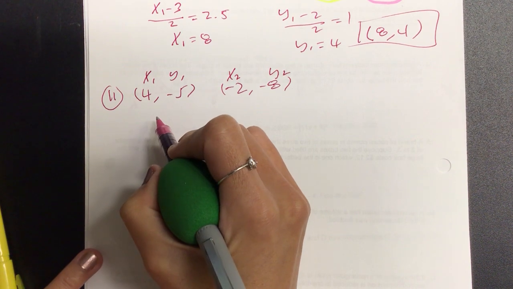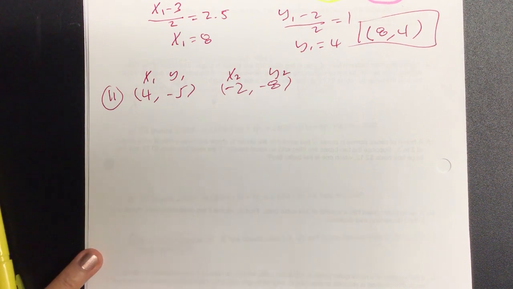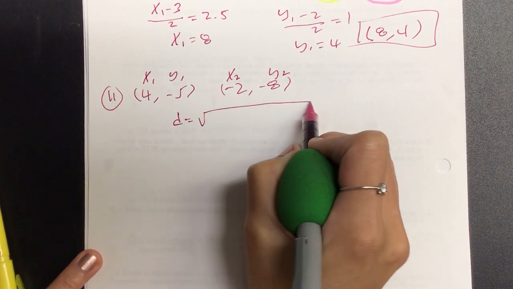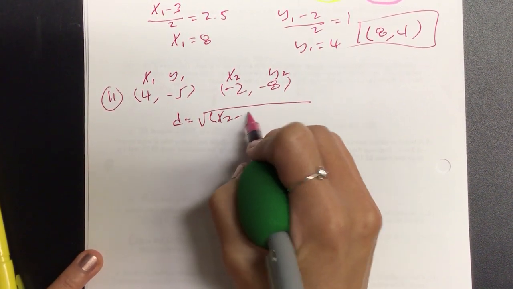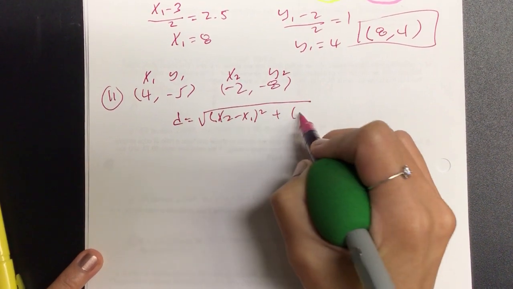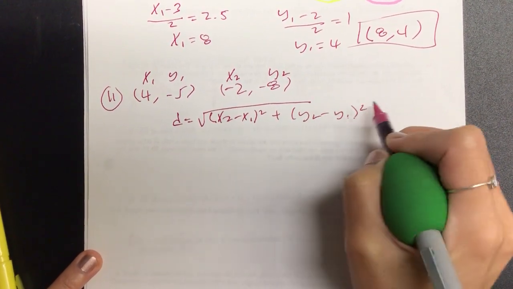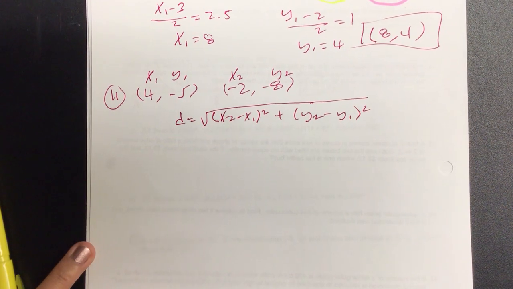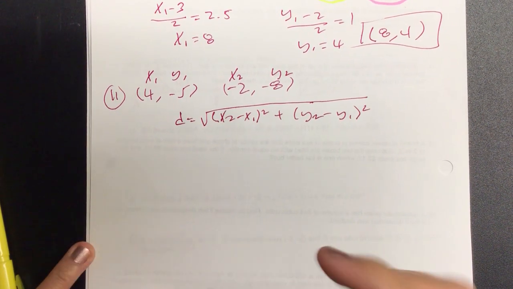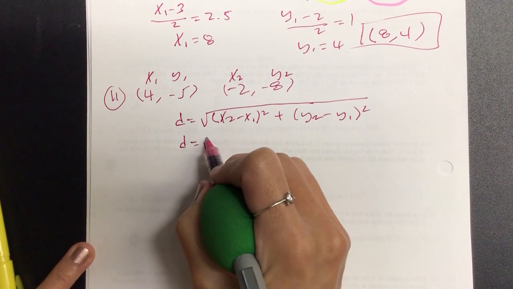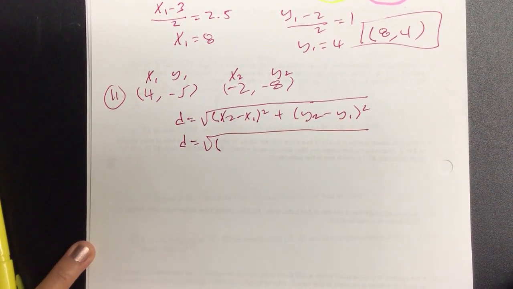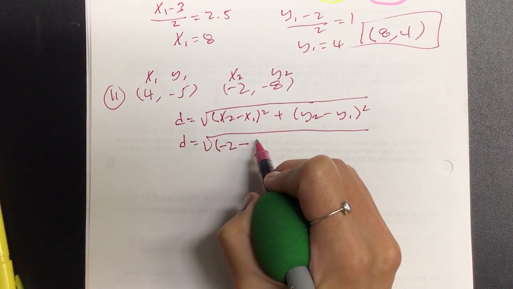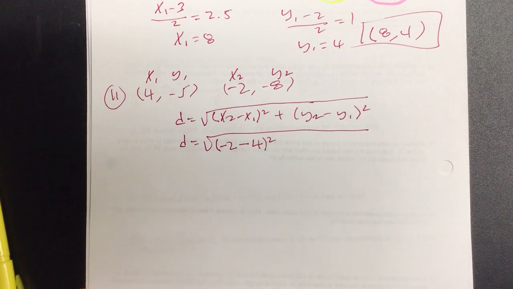Should you know the formula? Yes. Okay, I want you to write it as you say it. D is equal to, not me alone, everybody. Square root, x2 minus x1 all squared, plus y2 minus y1 all squared. And then let's plug it in. Be careful with the signs. So we have our D is equal to square root. What's in place of x2? -2. And then we have minus x1 is 4 all squared.